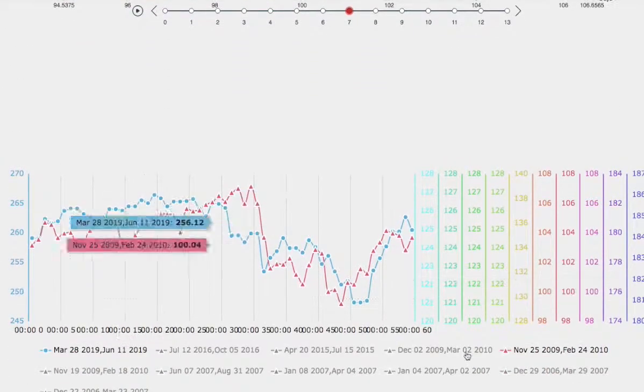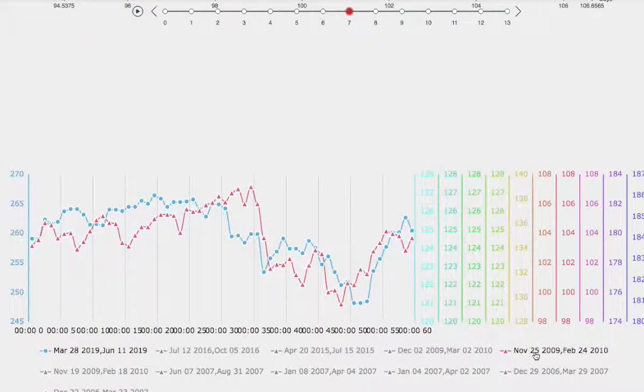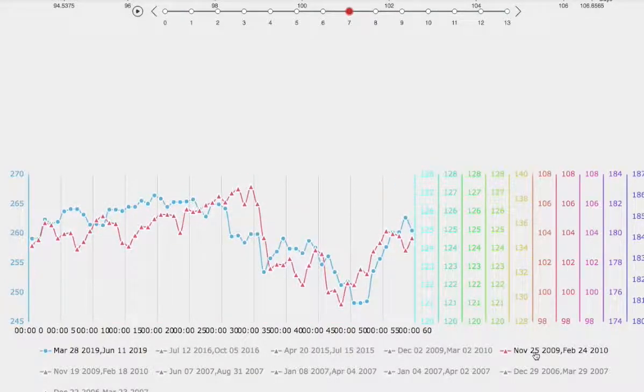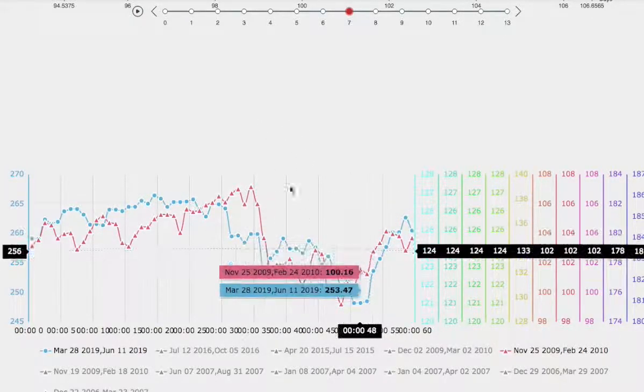And here's the line chart that I compared it to. So we have the current trend and the 2009 to 2010 line chart overlapping, and they are a good fit.